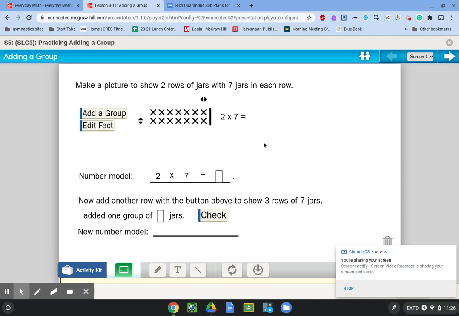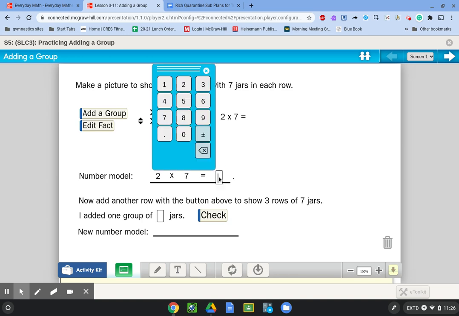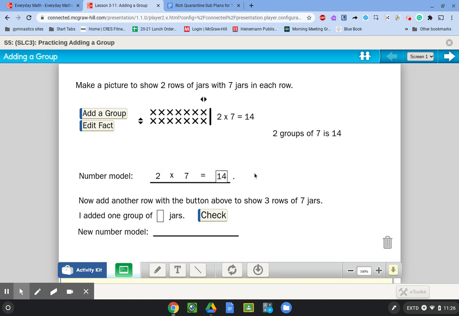And here's what it would have looked like if I used my tool correctly here. We've got 2 times 7, which we said was 14. I'll go ahead and do that. 2 groups of 7 is 14, but remember we had to add a group. So I added a group using my slider tool here, when all I really had to do was hit add a group, and it adds it in color, just like you would do with your colored pencils.